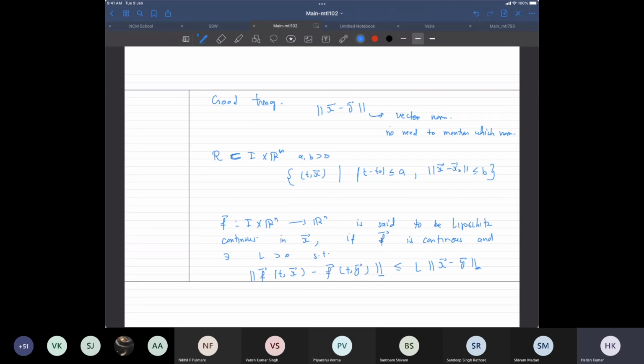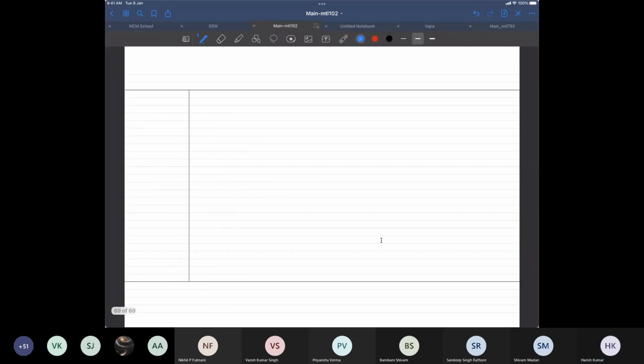So we say f is Lipschitz continuous with respect to x if this inequality holds, and you can see that this is exactly the same as what we did in the scalar case. The only thing is that I am replacing these with vectors, and because I am replacing these with vectors, I am forced to replace this with the vector norm. That is the only change. There is no other change. If you understood that, then we have the local existence theorem.